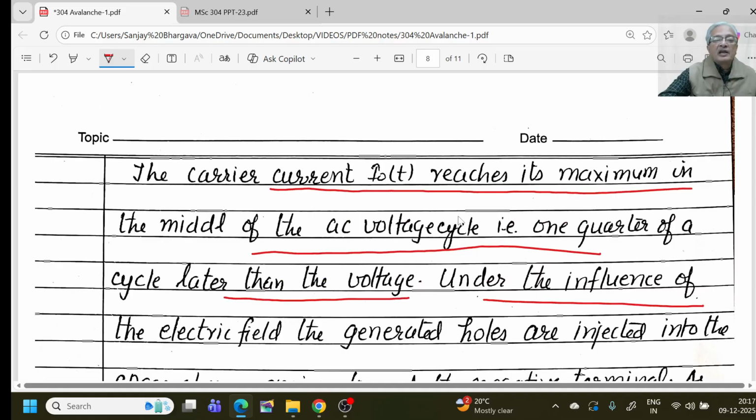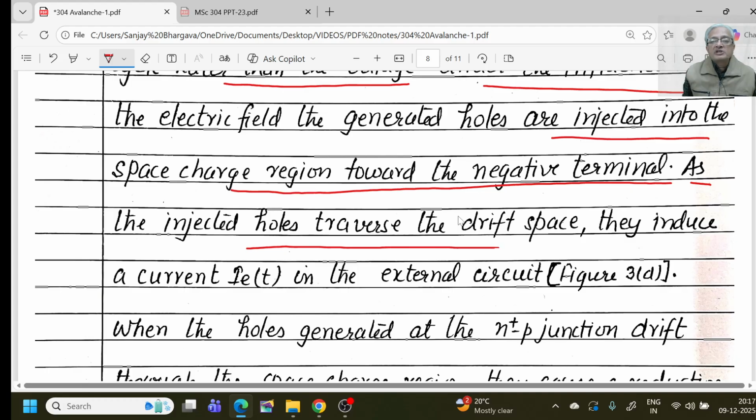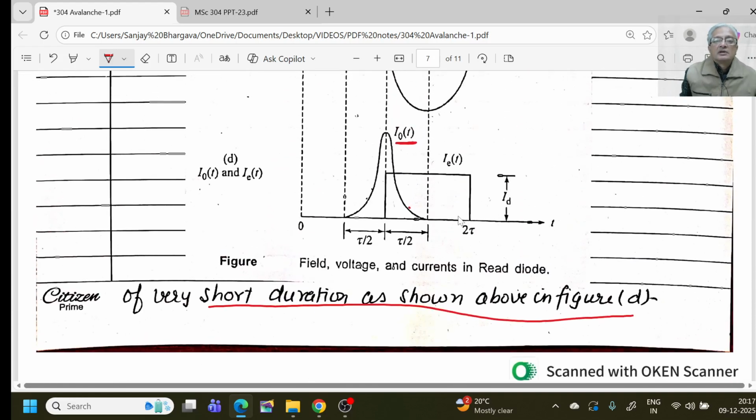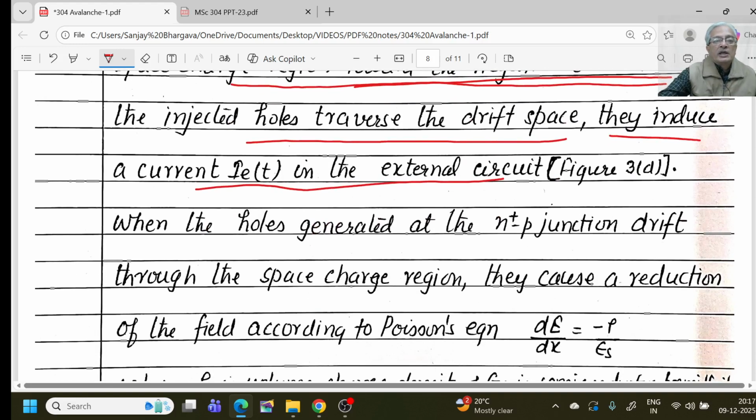Under the influence of electric field, the generated holes are injected into space charge region towards the negative terminal. As the injected holes traverse through the drift space, they induce a current IET in the external circuit. See, this is the current here that we are talking about, IET.